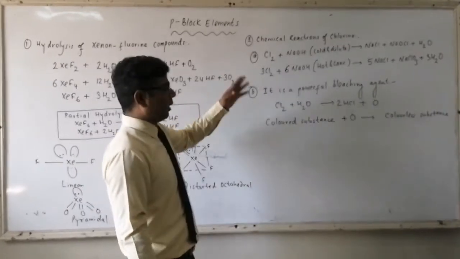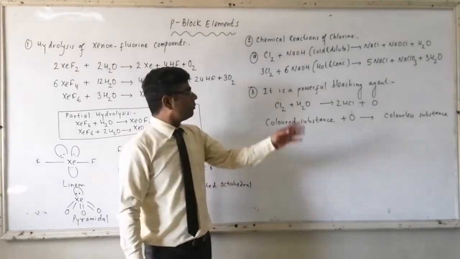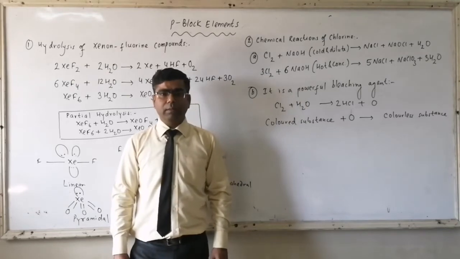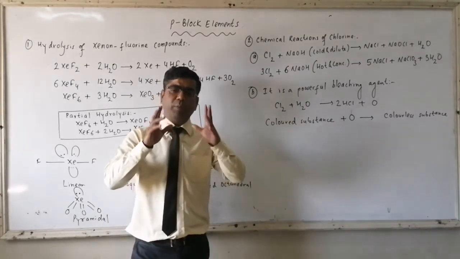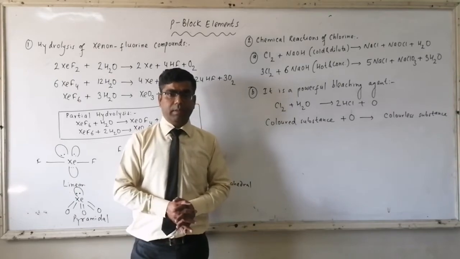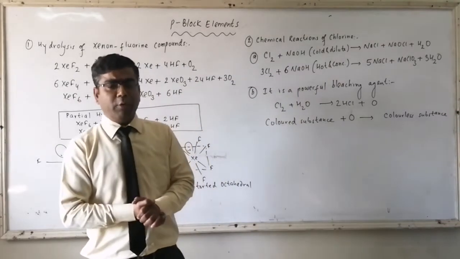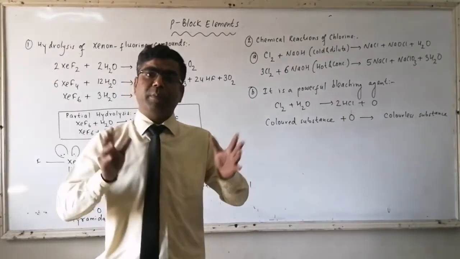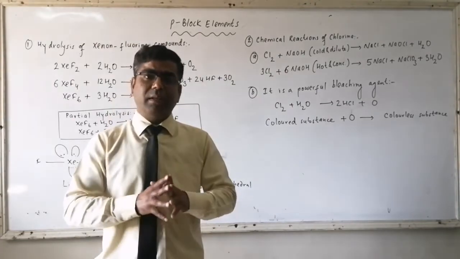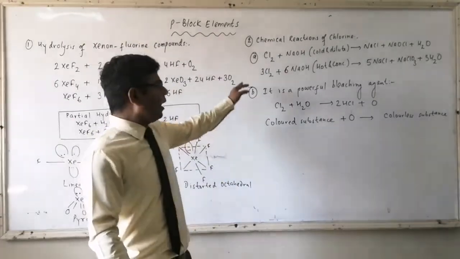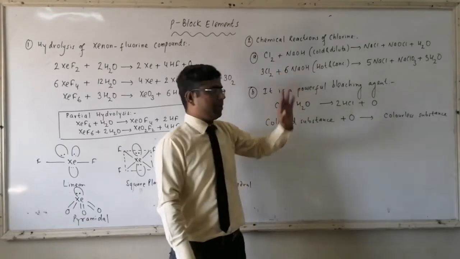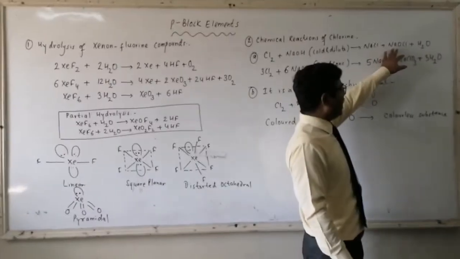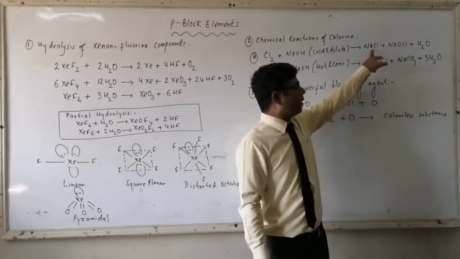Now, chemical reactions of chlorine. Chlorine, a non-metallic element, undergoes disproportionation in presence of NaOH. Now, based on the type of NaOH used, the product formed will be different. You know the meaning of disproportionation: when the same substance undergoes oxidation and reduction. So Cl2 in presence of cold and dilute NaOH undergoes disproportionation, as a result of which we obtain NaCl plus NaOCl plus H2O.